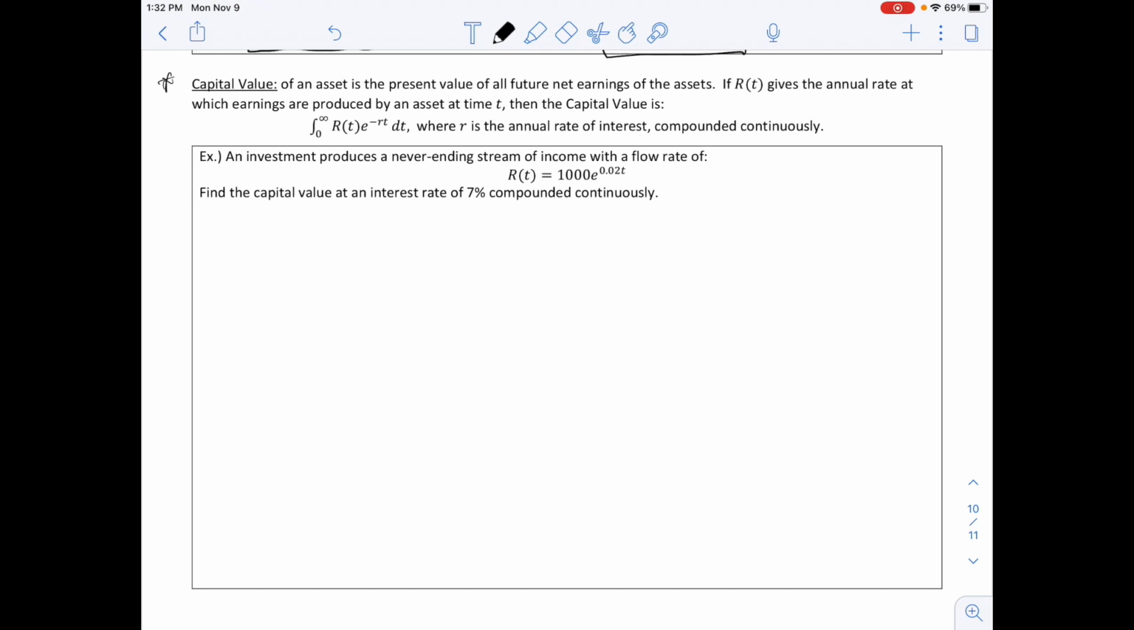So the next example that we have says an investment produces a never-ending stream of income with a flow rate of R of t equals 1000 e to the 0.02t. Find the capital value at an interest rate of 7% compounded continuously. And again, it wants that capital value here.